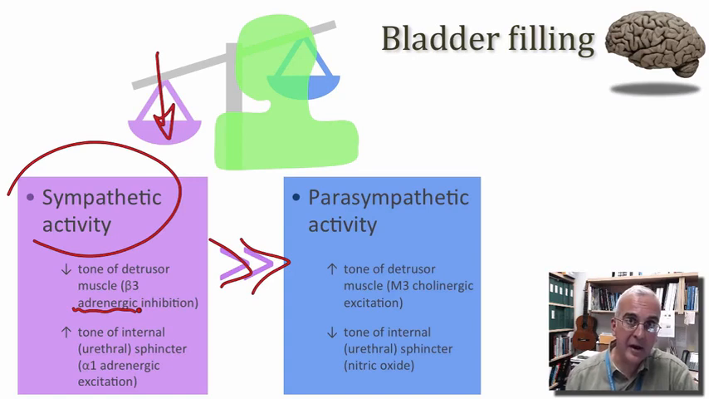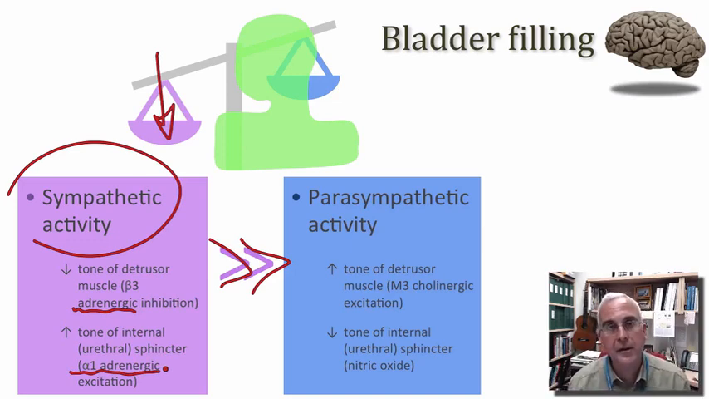And so this is a beta adrenergic effect, and it allows that muscle to relax when norepinephrine is released via these ganglionic sympathetic neurons. Now, meanwhile, sympathetic activity to the internal sphincter is going to cause that internal sphincter around the base of the urethra to contract. This is an alpha adrenergic effect. So the detrusor muscle is relaxing, but the internal sphincter is contracting. So by increasing the sympathetic activity, we promote bladder filling.